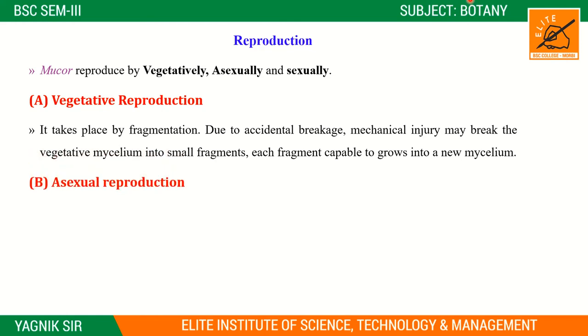Then we are moving on to the asexual type of reproduction. Asexual mode of reproduction. Right? So in this mode, spores are produced, and spores have very much diversity, right? In general characteristics we also studied how many types of spores are present in fungi. So in this method, three types of spores are produced: first is oidia, second is chlamydospore, and third is sporangiospore. These are the three types of spores produced in Mucor, that means in Mucor species, right?